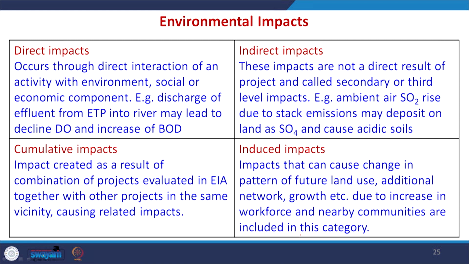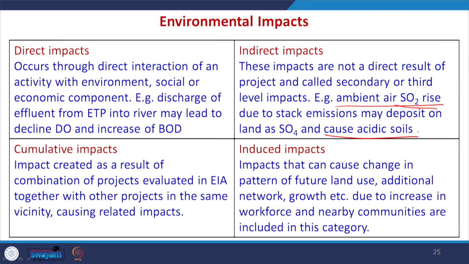Now, indirect impacts. These impacts are not a direct result of the project and are called secondary or third level impacts. Example, ambient air SO2 rise due to stack emissions may deposit on land as SO4 and cause acidic soils. So, this is an indirect effect. The actual impact was SO2 emission, but the overall impact is acidic soils.